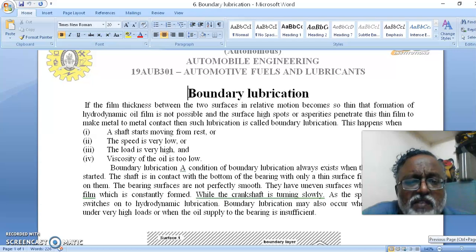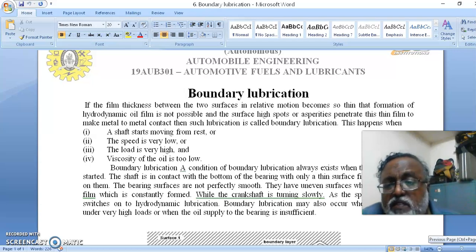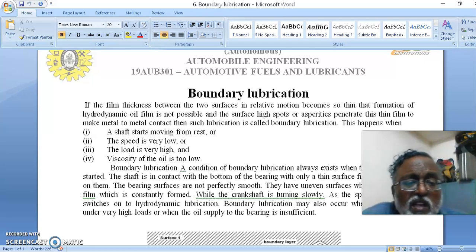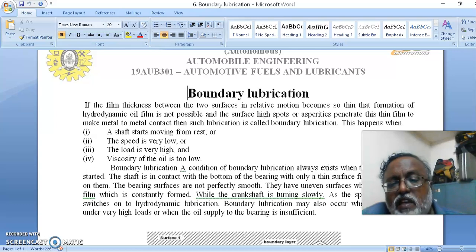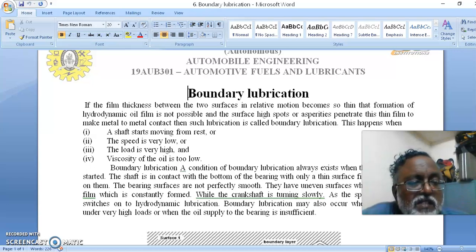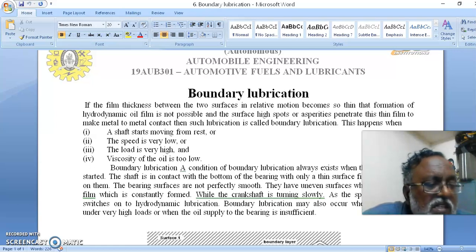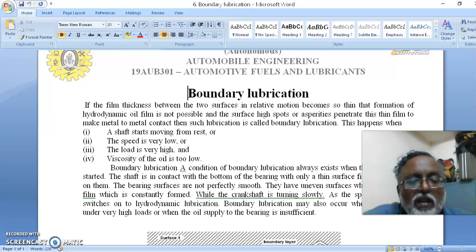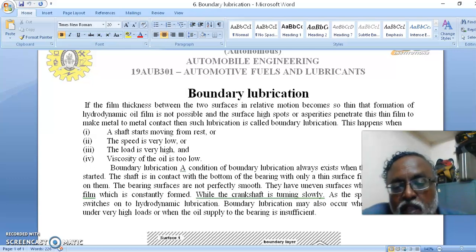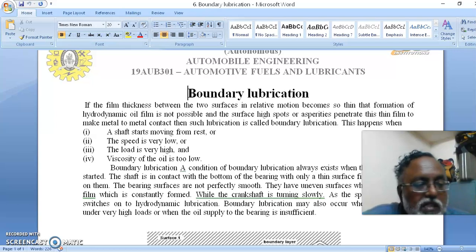The bearing surfaces are not perfectly smooth, they have uneven surfaces, while the thin film is constantly formed while the crankshaft is running slowly. As the speed increases, it switches to hydrodynamic lubrication. Boundary lubrication may also occur when the engine is under very high load or when the oil supply to the bearing is insufficient.